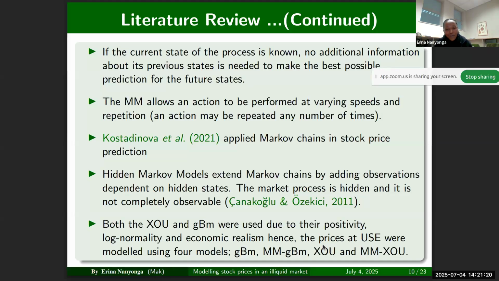It's not that we are to apply the models that we came up with on each and every illiquid market, because every illiquid market is illiquid in its own way. We might say that the Uganda Securities Exchange is so illiquid, and find that the one of Rwanda is more illiquid than the one of Uganda, and the models might not give the same performance. So specifically for the Uganda Securities Exchange, we considered the simplest model, the GBM, then the combination of the model and the GBM, the XOU model that we used in 2023 on the same exchange, and then the combination of the model and the XOU.